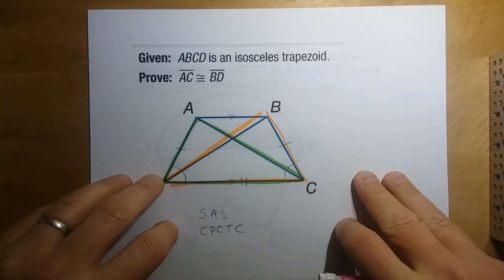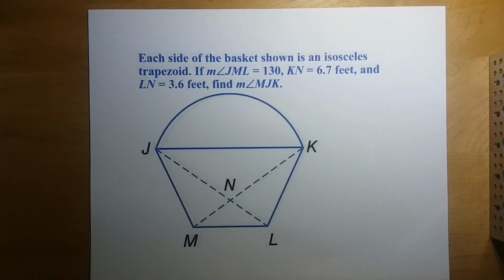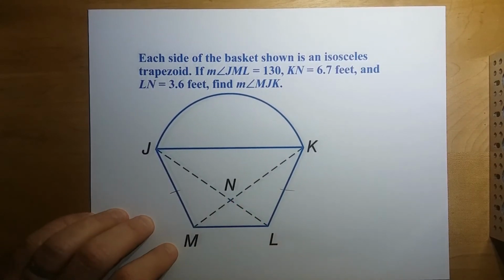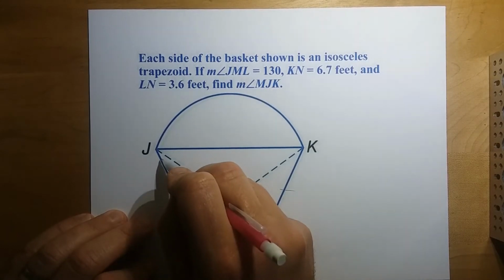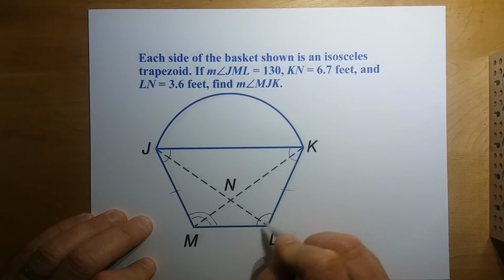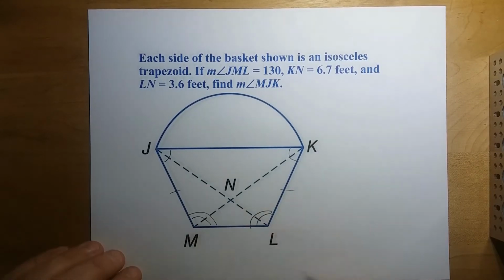Okay, let's try a couple of examples. Here we have each side of the basket shown as an isosceles trapezoid. Well, I'm going to mark that right away. What do I know about isosceles trapezoids? I know those are congruent. I know these angles are going to be congruent to each other, and these angles will be congruent to one another. I also know the diagonals will be congruent to one another.